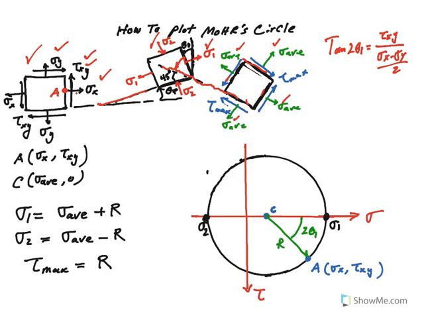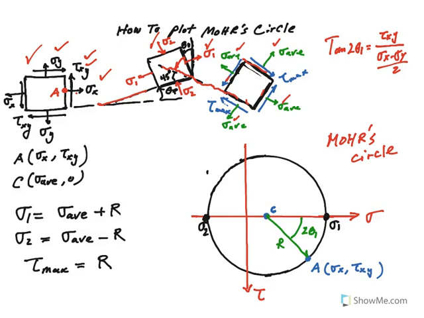So let's see how we can actually plot this Mohr circle, and then, so this is our Mohr circle, right? That's shown here. And then we can go about showing you where these principal stresses are and where tau max is on the circle.